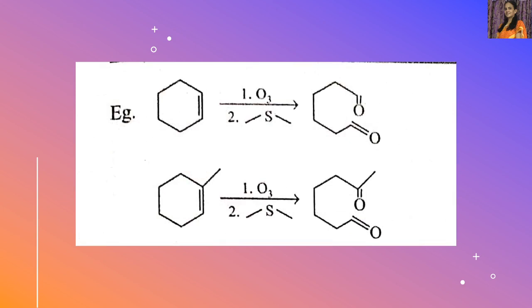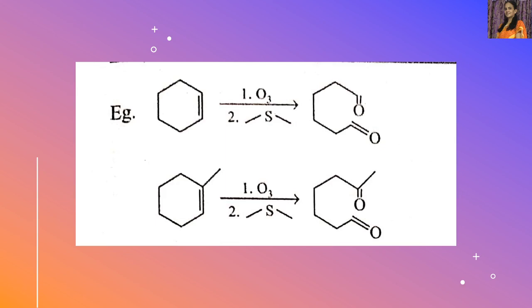Now let us see the example here. Dimethyl sulfide, DMS. Dimethyl sulfide, methyl group, sulfur. Okay, dimethyl sulfide. And now this is ozone. First step, ozone is added. Then the bond here breaks, and one oxygen goes to this part, another oxygen to this part. Okay, then this is the first specific example.